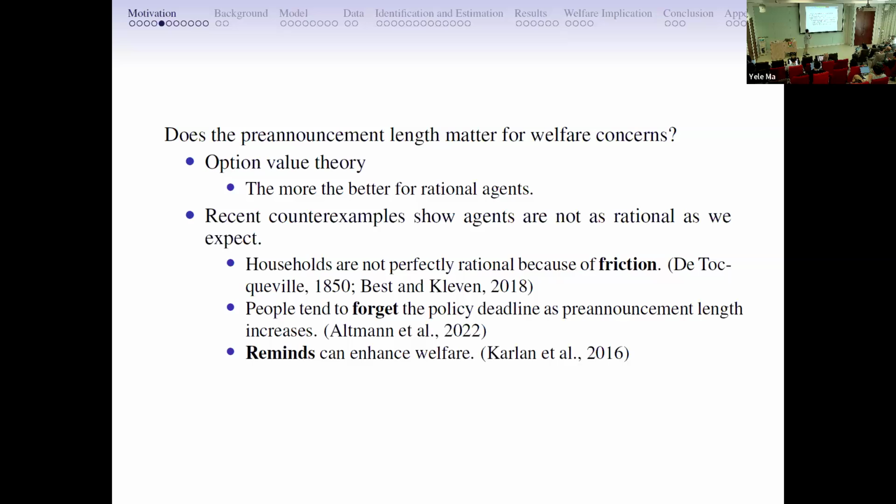In option value theory, they think that if you give the market some announcements in advance, households will have longer time, more options or opportunities, to make their best choice before the policy's implementation. But recently, some counterexamples show that agents are not as rational as we had expected. For instance, some people may not be perfectly rational because of behavioral frictions, and people will tend to forget about the deadlines as the pre-announcement period increases. And also, in their 2016 paper, they show that reminders can further enhance welfare.